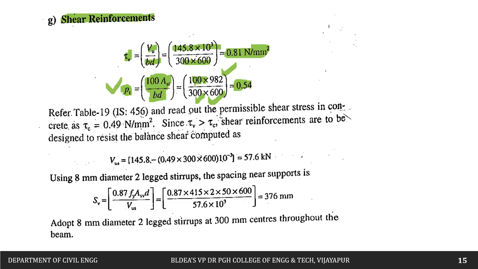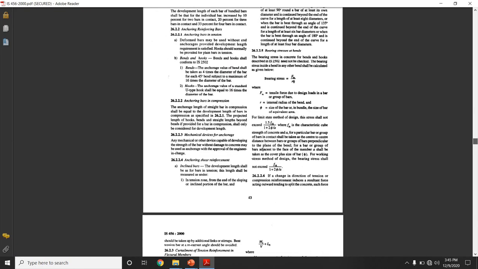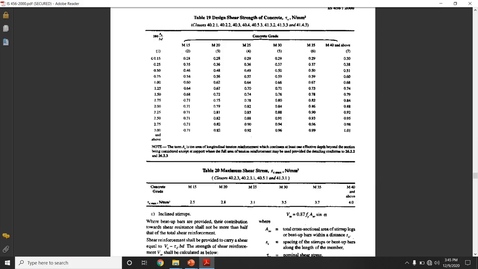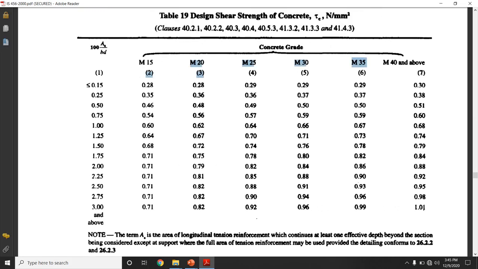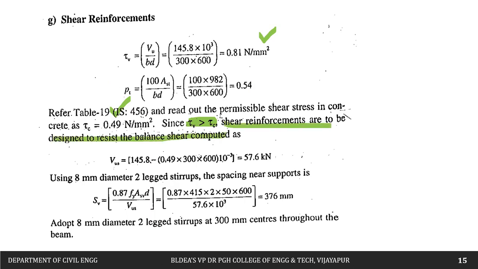Then next, based on this percentage of steel, we can refer to IS 456, that is table number 19. Go to table number 19, which is given in the code book. Here, for M20 grade of concrete and percentage of steel 0.5, it is 0.48. If you check it for 0.54, it will be 0.49 Newton per mm square. If you compare tau V and tau C, tau V is greater than tau C, therefore shear reinforcement is required to resist the shear.